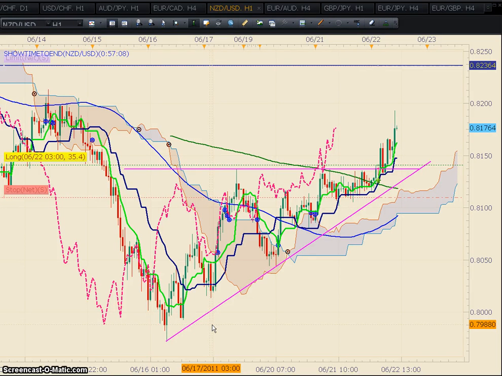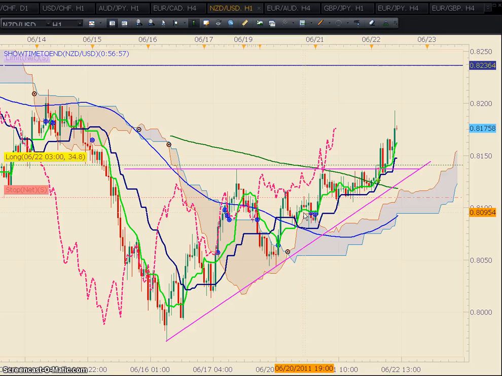I want to take time to show you a live trade that I'm in using the Ichimoku system. We're trading the New Zealand dollar, US dollar on the 1 hour time frame. What we saw here, we got this TK cross, which is your Tenkan-sen and your Kijun-sen crossing each other. The Tenkan-sen is this light green line, and your Kijun-sen is your darker blue line here.